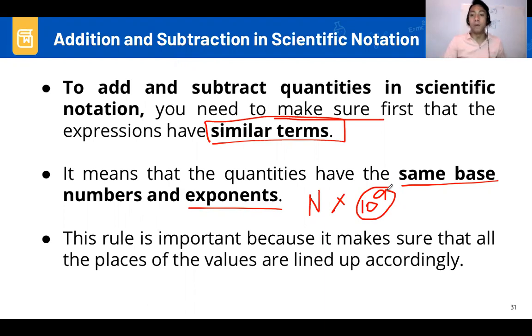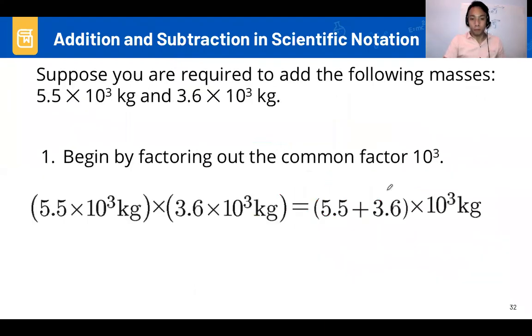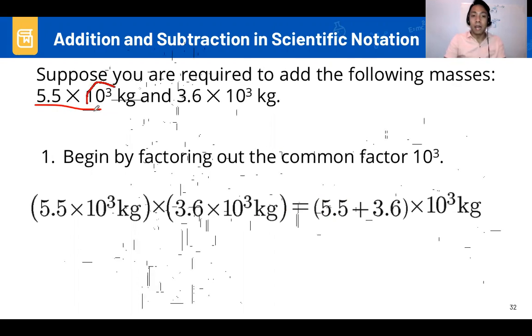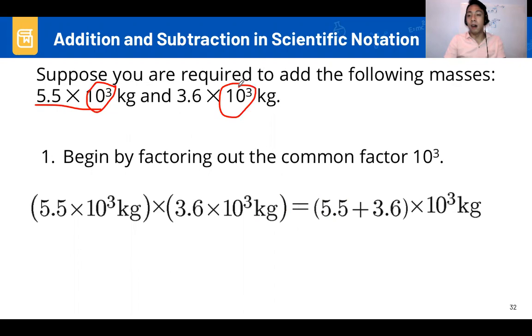For example, suppose you are required to add the following. We need to add 5.5 times 10 cube kilograms and 3.6 times 10 cube kilograms. Okay, so from the given itself, our base and exponents are the same. So therefore, we can add them.